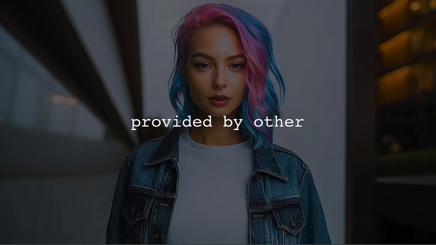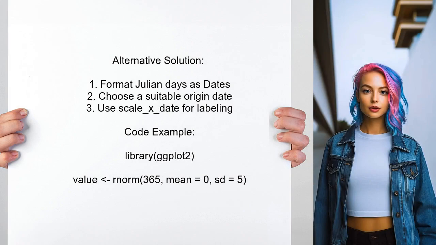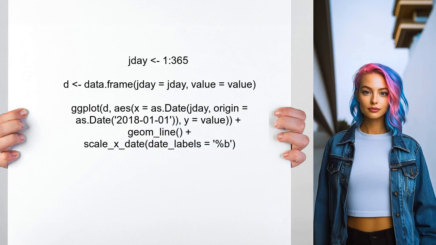Now let's look at the answers provided by other users. An alternative approach suggests formatting your Julian days as dates before using scale_x_date. Start by selecting a suitable origin date for your data. Then use scale_x_date to format the labels on your x-axis.